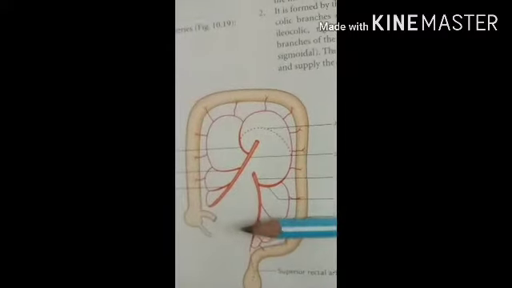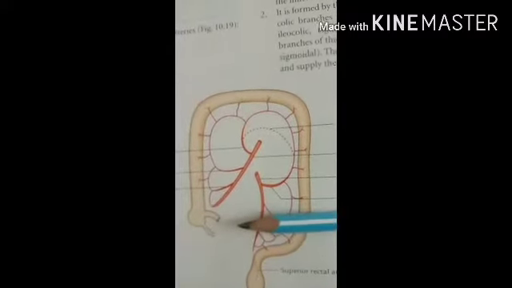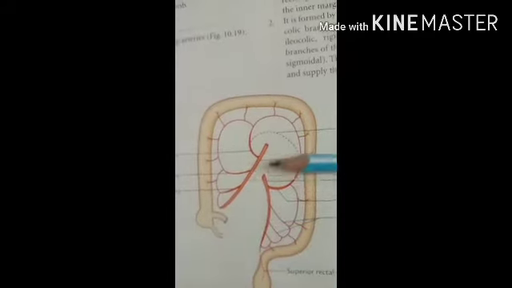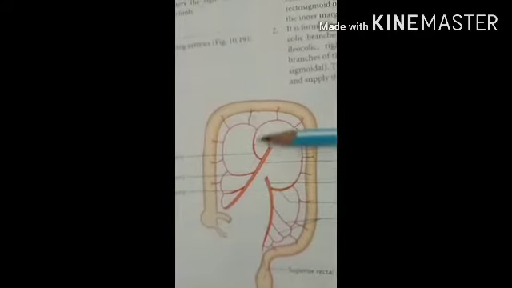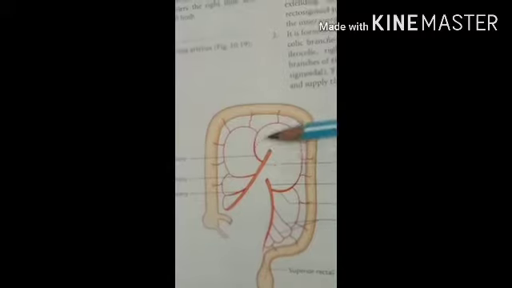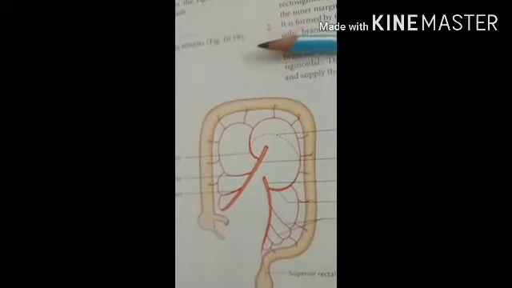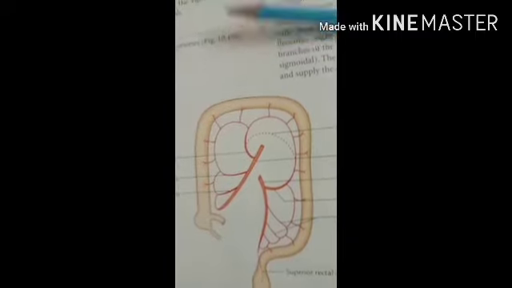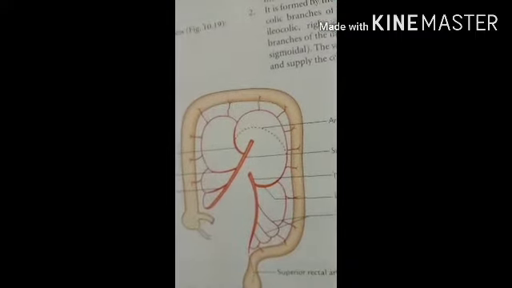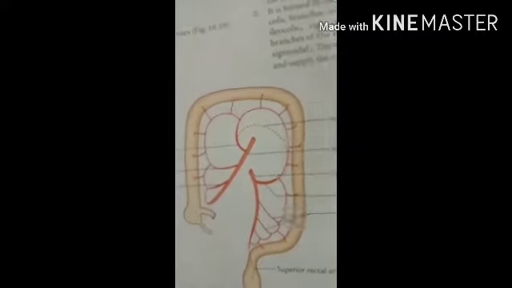Then the venous drainage. The veins draining from the colon drain into the superior mesenteric vein and the inferior mesenteric vein, which drain into the splenic vein, and the splenic vein drains into the portal vein. Okay? Then the lymphatic drainage.